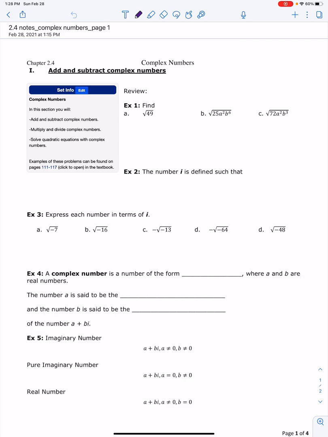These are the section 2.4 notes, complex numbers. This is page 1. So up at the top, we are going to review finding the square roots of numbers.